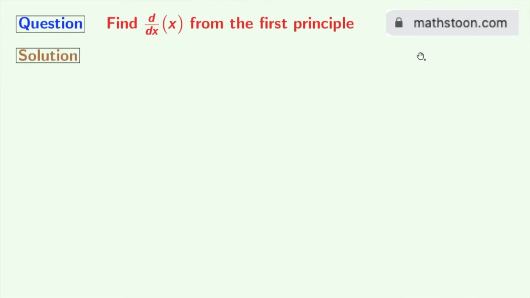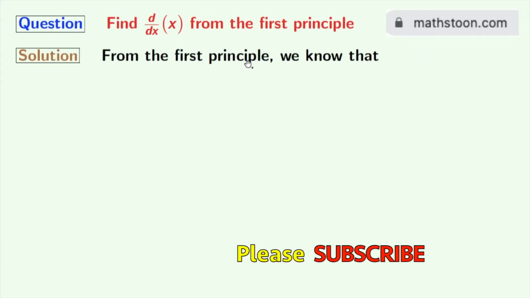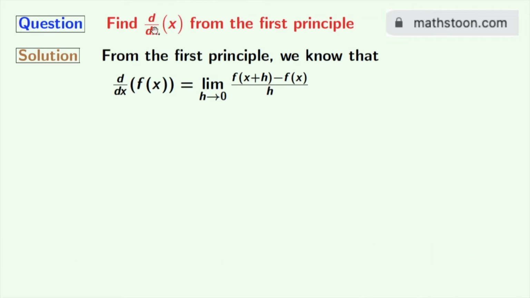Now let's start. From the first principle, that is, from the limit definition, we know that the derivative of a function f(x) is equal to the limit as h tends to 0 of (f(x+h) - f(x))/h. Now to find the derivative of x, we need to put f(x) equal to x here. So put f(x) equal to x.